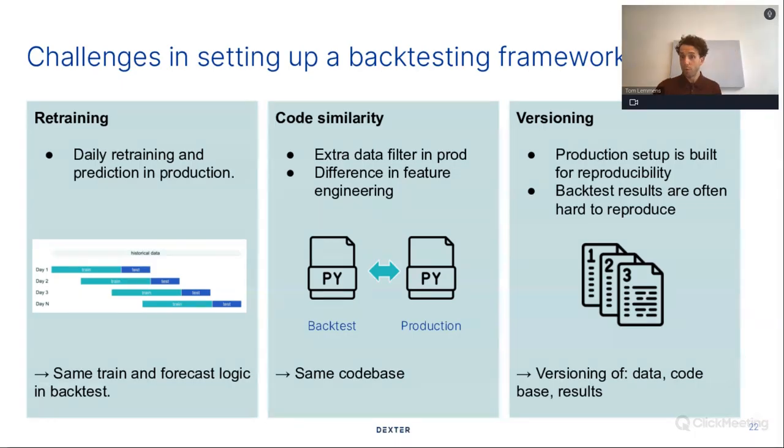The third option is about versioning. Now, what I've noticed is that typical production setups are almost always built for reproducibility. However, for backtesting setups, that's not always the case. And as a result, what you might see is that, for example, the only thing saved for a backtest are the results, right? Which could be a graph of cumulative profit or just some hard statistics, but not how you actually got to those results.